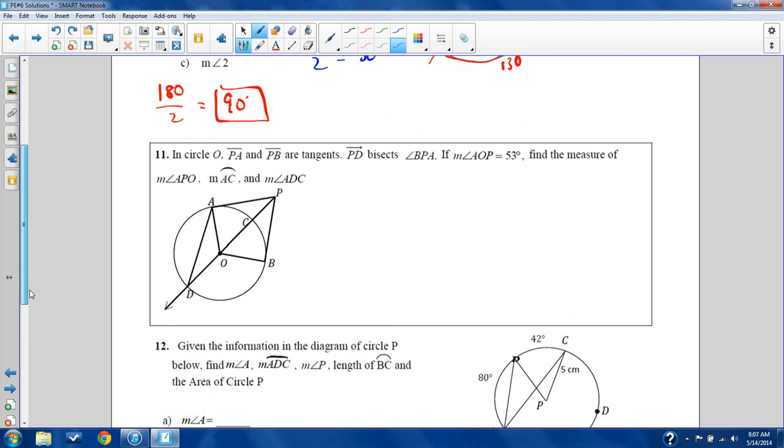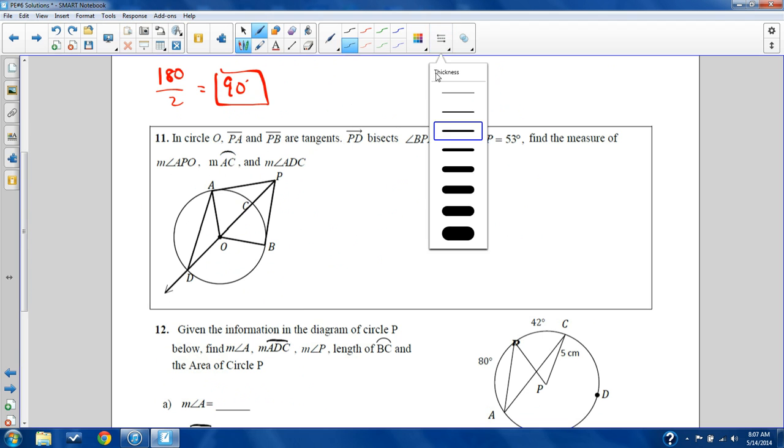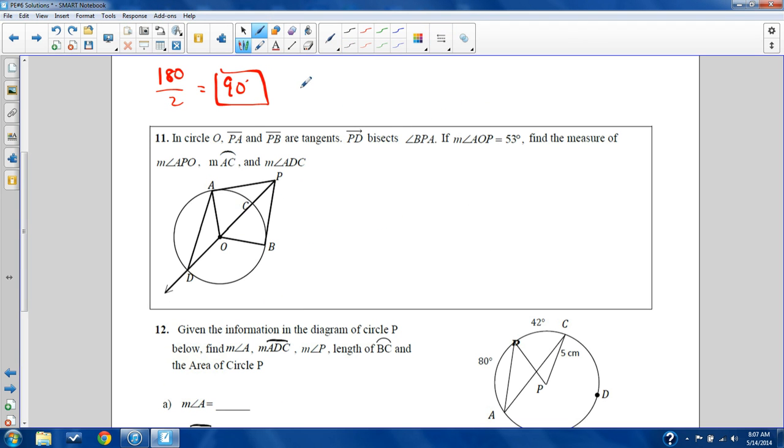Two more problems. Problem number 11. In circle O, PA and PB are tangents. Let's see, I want to make sure I have some good stuff to write. PA and PB are tangents, so you automatically know a couple things. First of all, these two are congruent. You know circle O means this O is at the center of your circle, so these are radii. Radii intersect with tangent lines at 90 degrees. This is stuff you can put automatically.